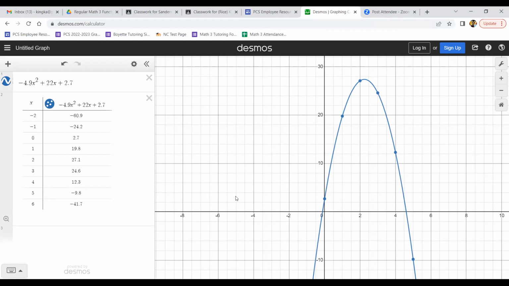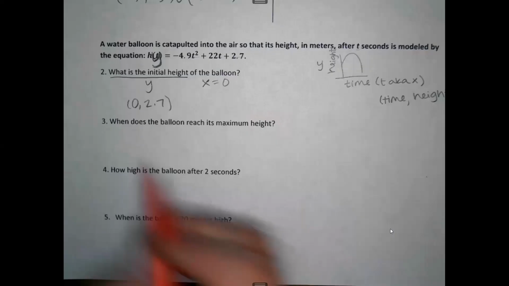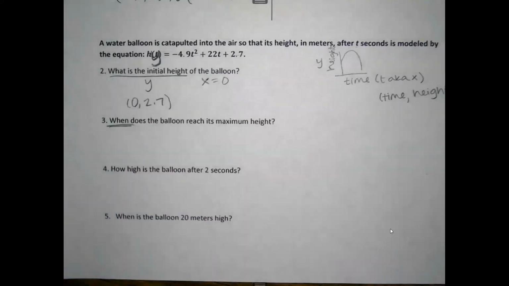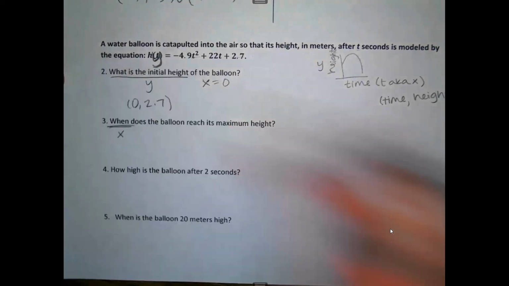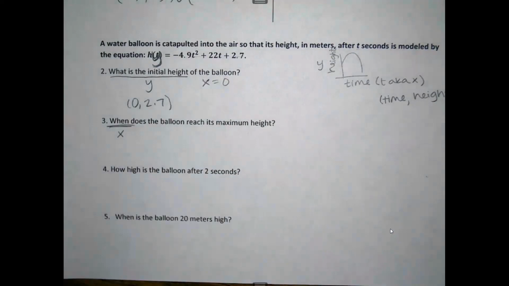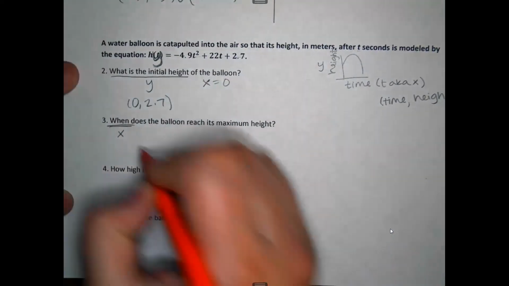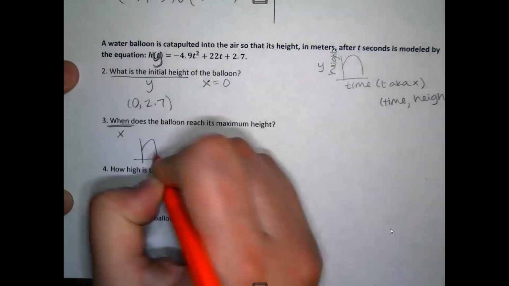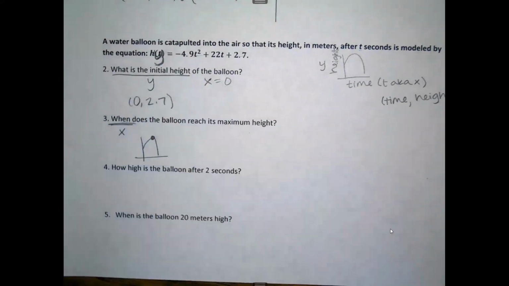I'm going to leave the sentences for the end. So I'm going to go on to the next one. Next one says, when does the balloon reach its maximum height? If the question says when, are they looking for an X value or a Y value? They want an X value. And if it says maximum height, what are we looking for on the graph? We're looking for the max. So we're looking for this point right there at the very top.